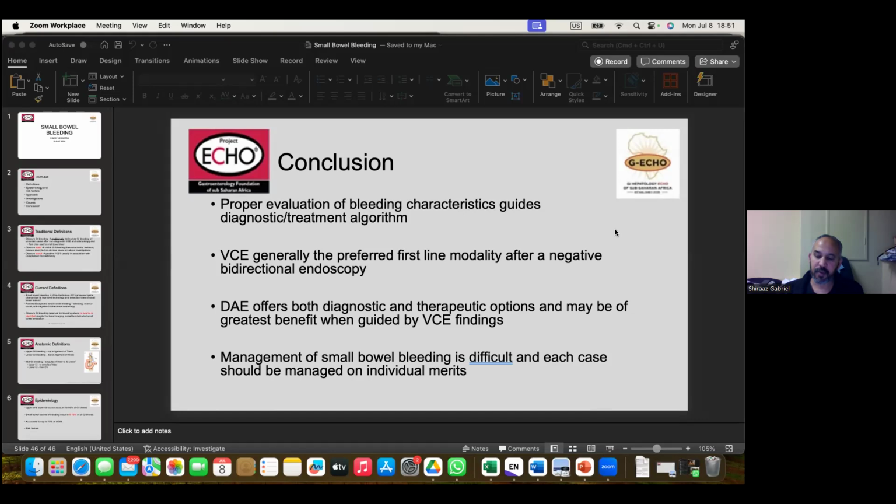So double balloon is probably the best. Spiral is out because patients died with the spiral scope stuck in the small bowel. So that's now going off the market.